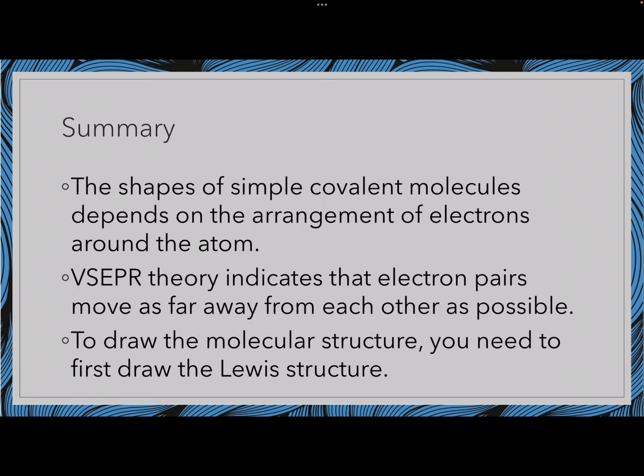Now, summary. The shapes of simple covalent molecules depend on the arrangement of the electrons around the atom. The valence shell electron pair repulsion theory indicates that electron pairs move as far away from each other as possible. And to draw the molecular structure, you need to first draw the Lewis structure. Okay, so once you've got that down, there are questions at the top of page 107, so please have a go at those.